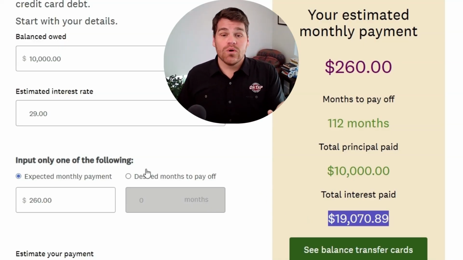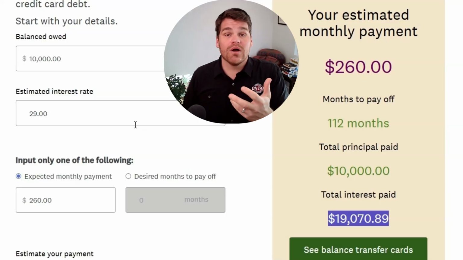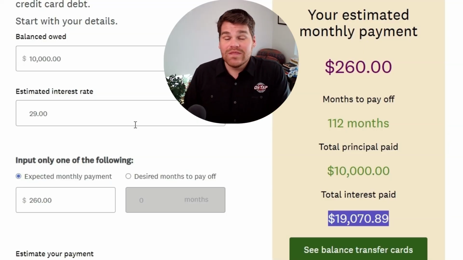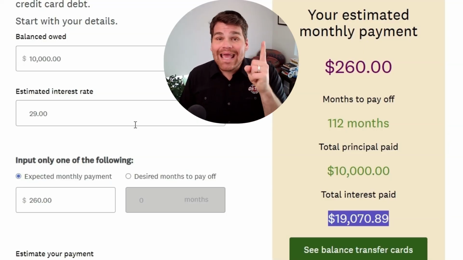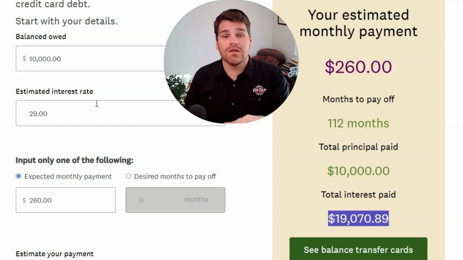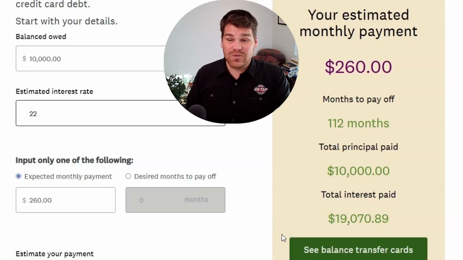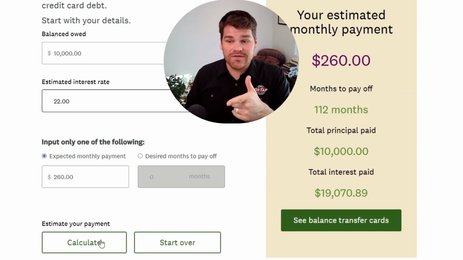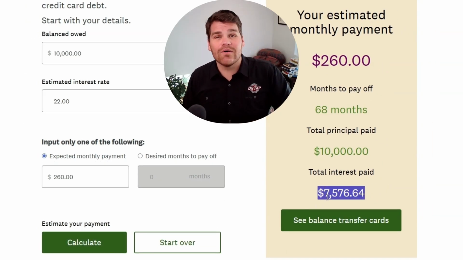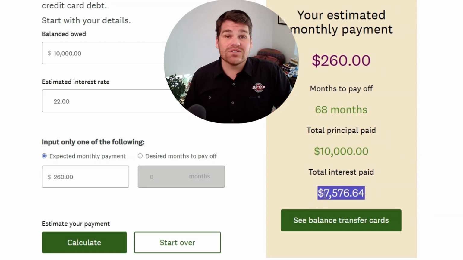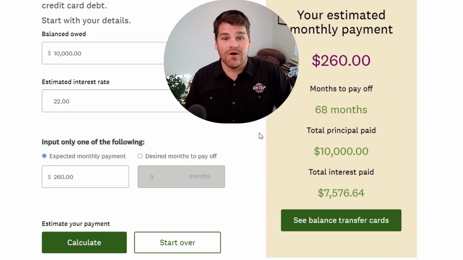Now, that was a total example scenario. You're going to want to plug in your own numbers and see what the amount of interest owed is. My guess is that it is going to be far less than this because oftentimes what we'll see, actually, let's plug in 22% here, is the interest rate does make a massive difference. So 22% from 29, it goes from $19,000 of interest to only $7,000, right? So the interest rate plays a massive difference, and it only takes 68 months to pay this off.